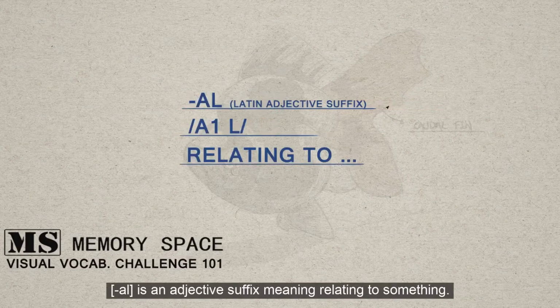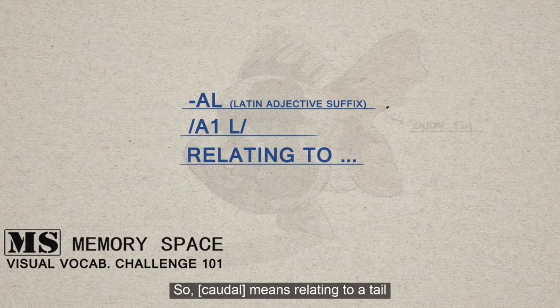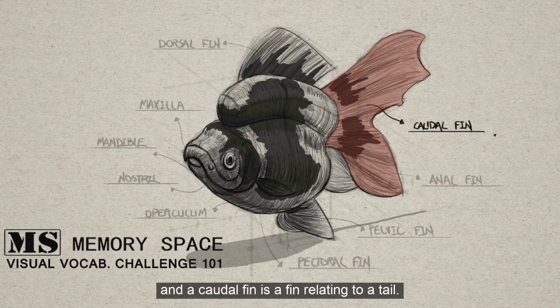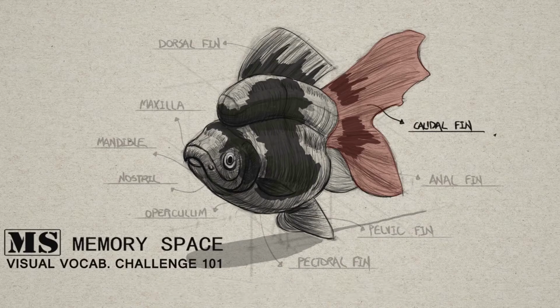Tail is an adjective suffix meaning relating to something. So caudal means relating to a tail. And a caudal fin is a fin relating to a tail.